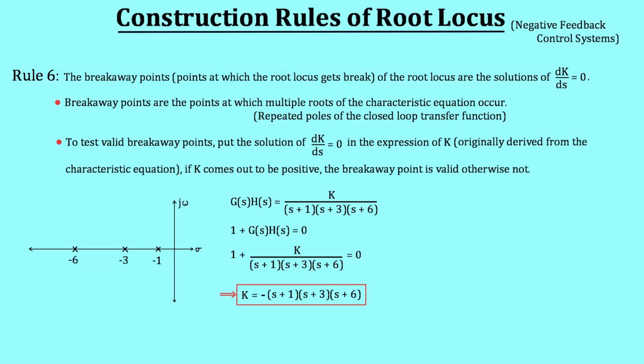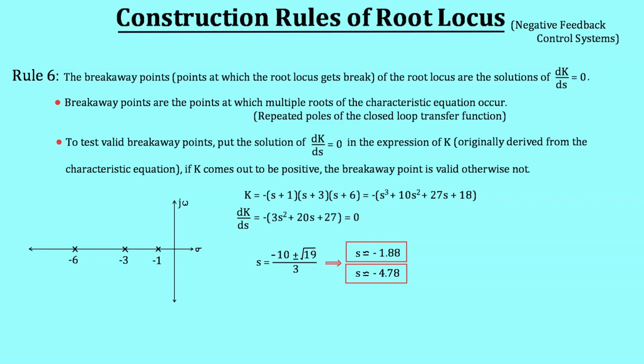Now, as I told you before also, our root locus is primarily based on only one equation, which is 1 plus the open loop transfer function, equating it with 0. By doing this, you will get k equal to minus (s plus 1) into (s plus 3) into (s plus 6). Now, we have to differentiate this expression of k with respect to the Laplace variable s and equate the resultant expression with 0. By doing that, we will get two solutions of s, which will come out to be approximately minus 1.88 and minus 4.78.